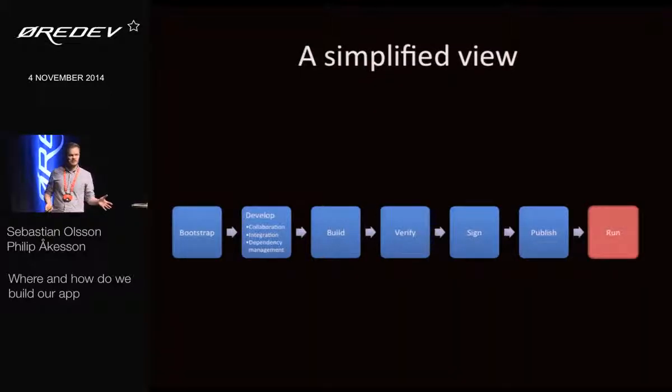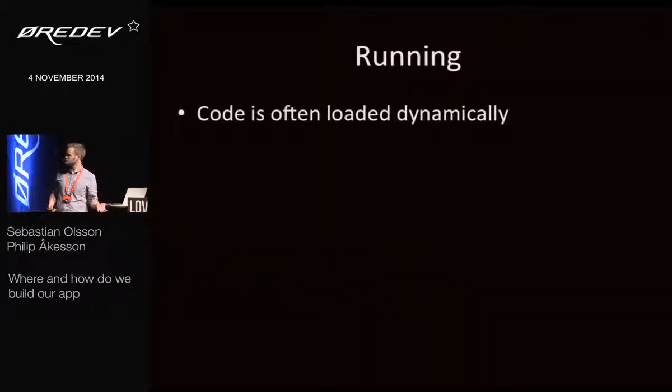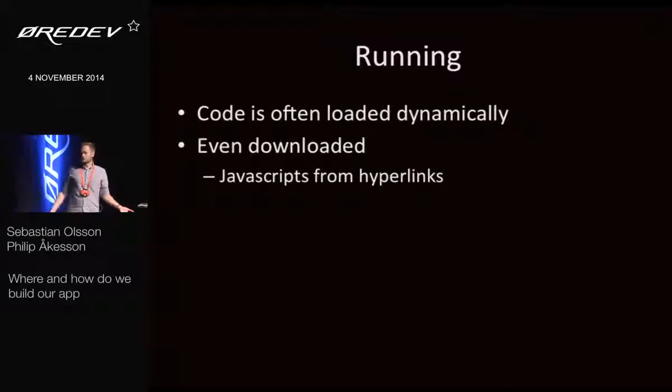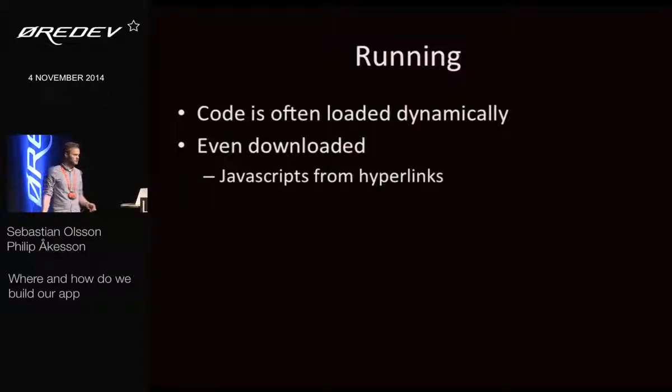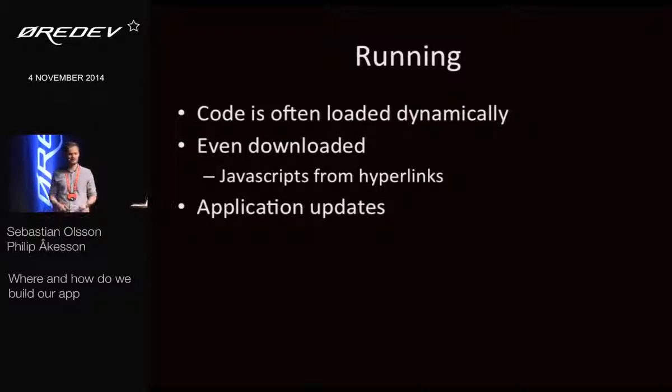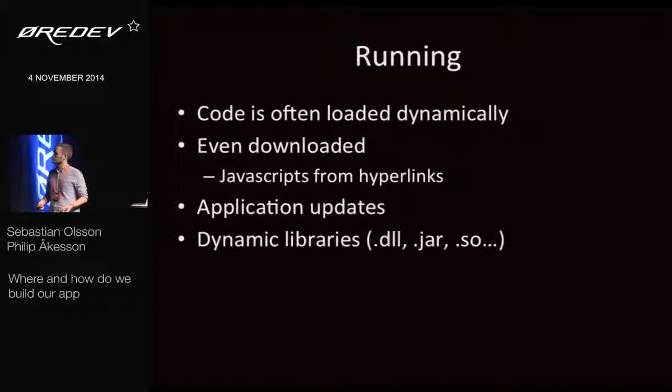Moving on quickly to the last step, that is actually running the application in your system, whichever system that might be. We often load code dynamically, almost always in some way when we're running the application. Most of the things from the earlier parts where we were talking about third-party libraries will apply here as well. Sometimes the code is even downloaded. For example, if you hyperlink to JavaScript, you download just random code from somewhere. And sometimes you have applications that have automatic updates. If you do have automatic updates, you need to make sure that those are signed and downloaded securely as well, or we're back to square one.